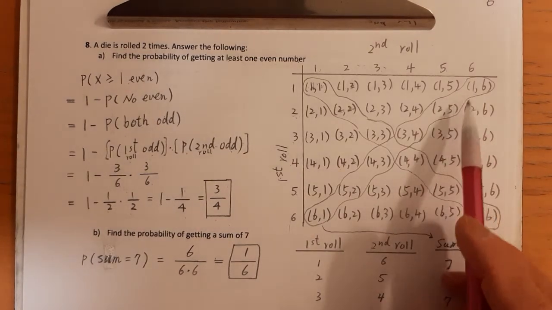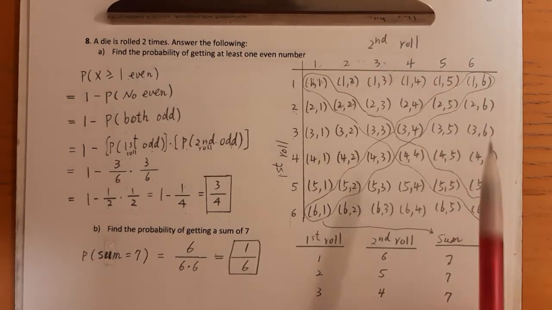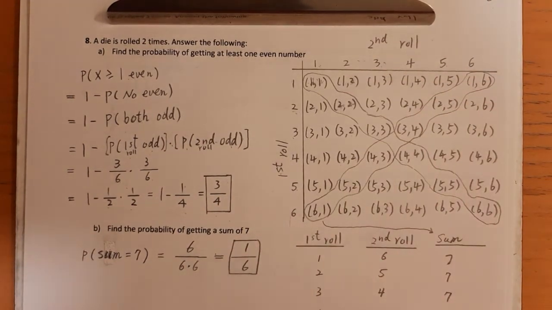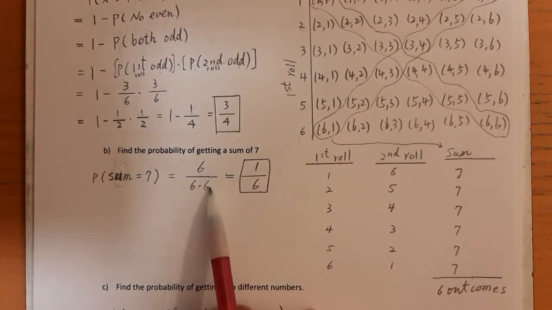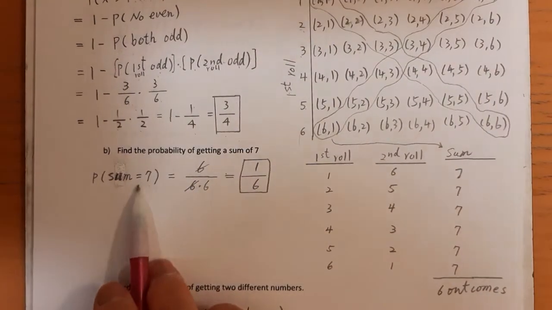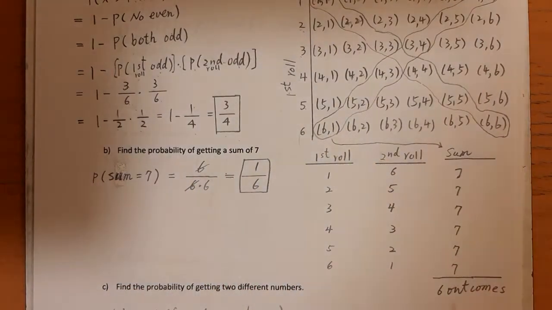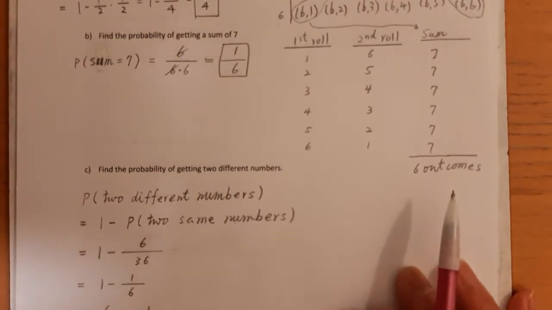So those have 1, 2, 3, 4, 5, 6. Total have 6 out of total 36. 6 times 6 is 36. Cancel 6. So the probability of the sum of 7 is 1 out of 6. Then part c.